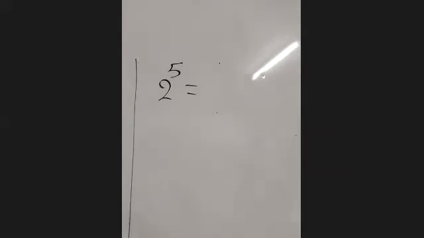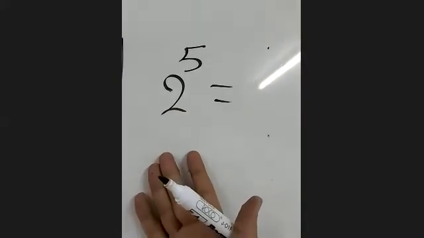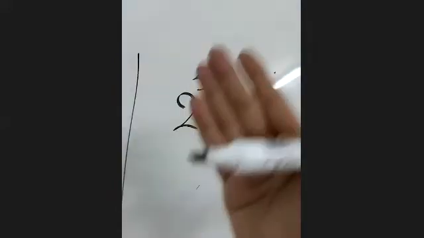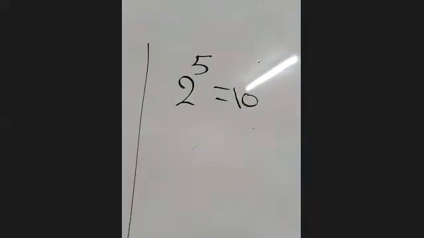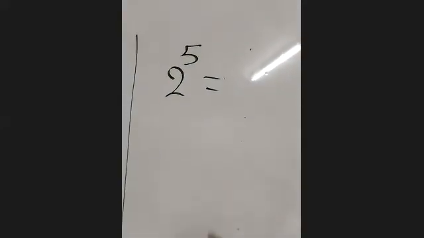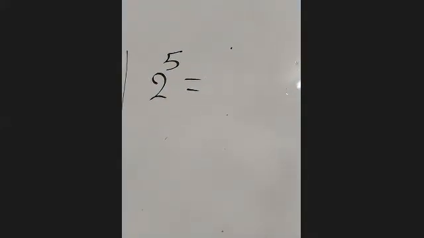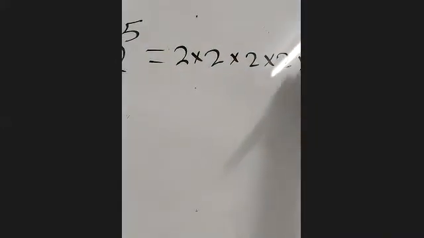How do we read it? We said that here many times. 2 power 5. Yes, 2 to the power 5 or 2 exponent 5. How do we find it? Is it 10? No, it's not 10. We multiply 2 by itself how many times? 5 times. 2 multiply 2 multiply 2 multiply 2 multiply 2.